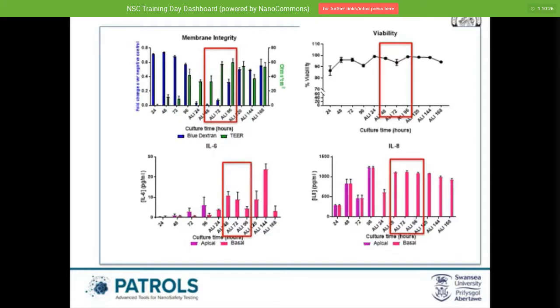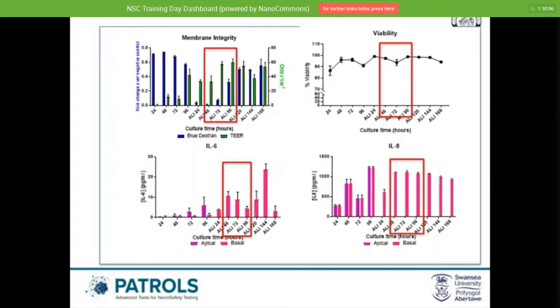So this looks like a lot of data. However, the key take-home message from this data is that when you build a model, you need to understand over time how they grow and how they behave. It's important to understand when the optimal time would be to switch them to an air liquid interface, as well as when your exposures should be completed.